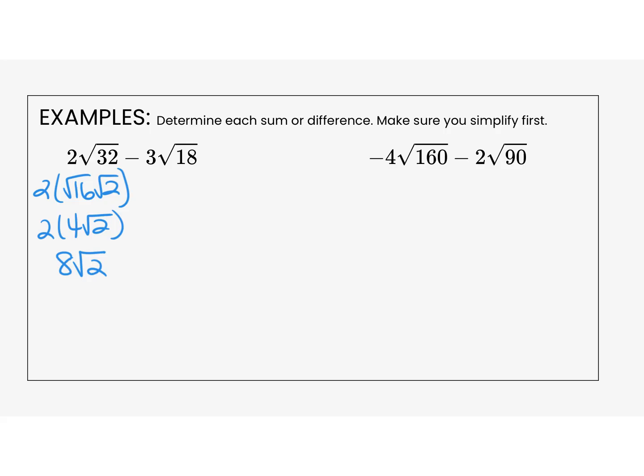And then 18 is 9 and 2. So that's 3 root 2. And then I multiply, so that would be minus 9 root 2.